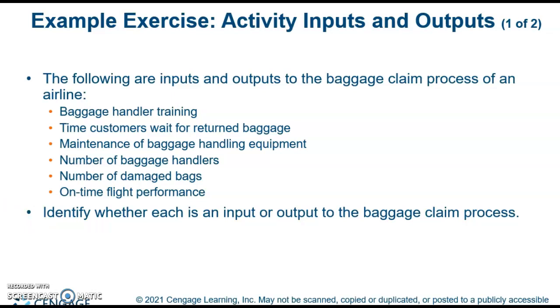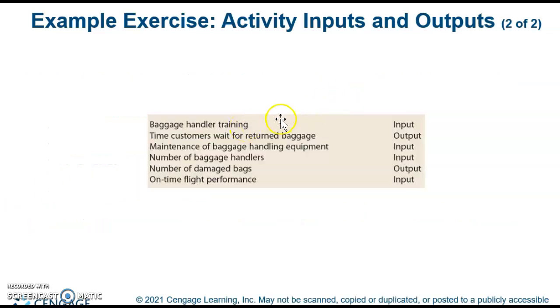So let's check our work. Baggage handler training is an input. Time customers wait for their baggage is the output. Maintenance of baggage handling equipment, input. Number of baggage handlers would be input. Number of damaged bags, output. And then on-time flight performance is an input. So that is how you categorize these inputs or outputs.